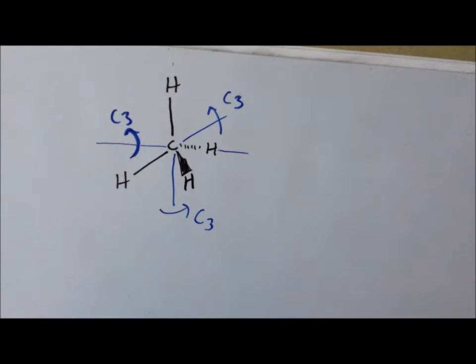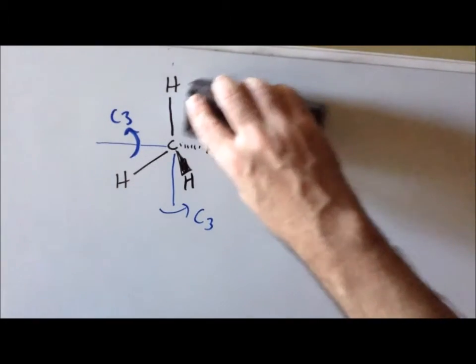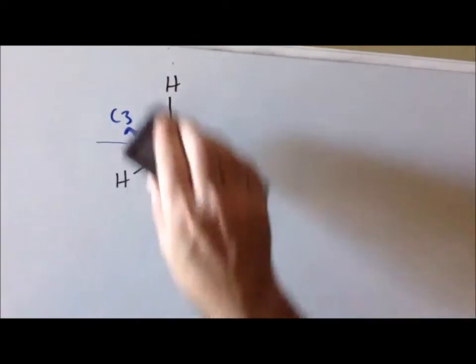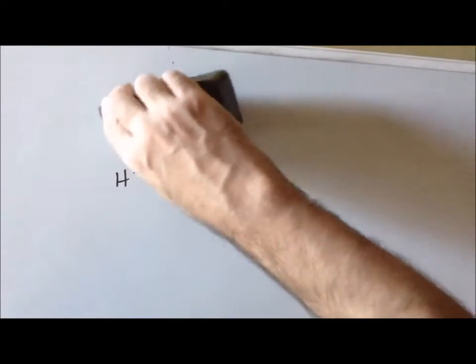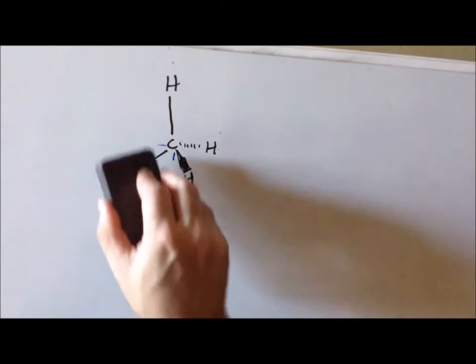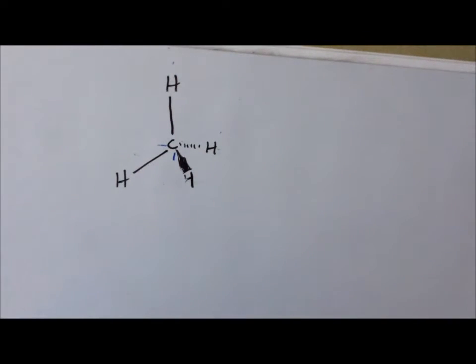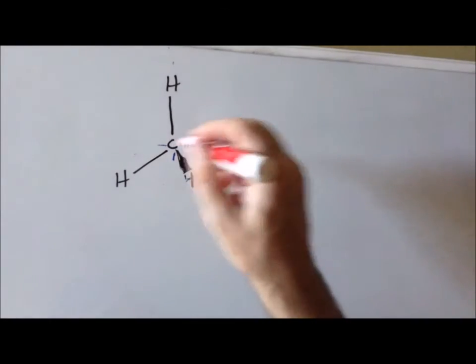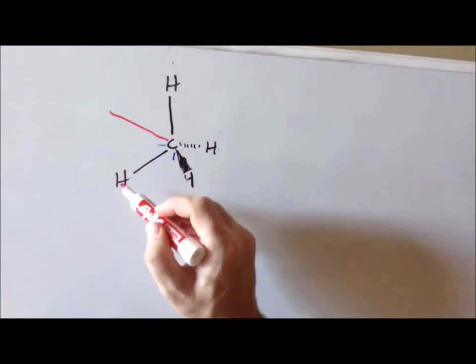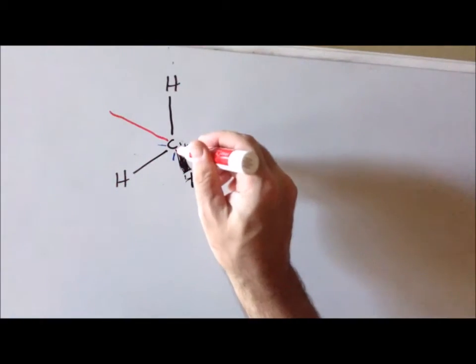There are also a number of C2 axes, which are a little bit difficult to see, so let's erase the information about C3 and then look at C2. Now none of the C2s are going to be perpendicular to the C3 axis, so we don't have a D group. But the C2 axis, in this particular depiction, would be in the plane of the board, and it would bisect the hydrogen-carbon-hydrogen angle and come out the other side. So here we would have a C2 axis.